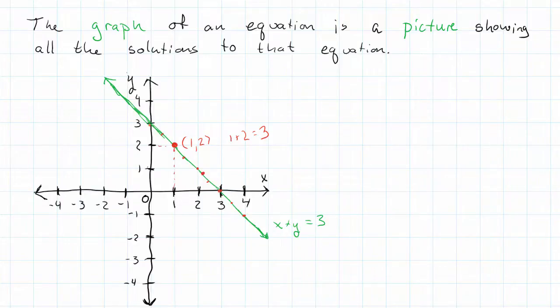At this point might plausibly be (2.2, 0.8). 2.2 plus 0.8 also equals 3.